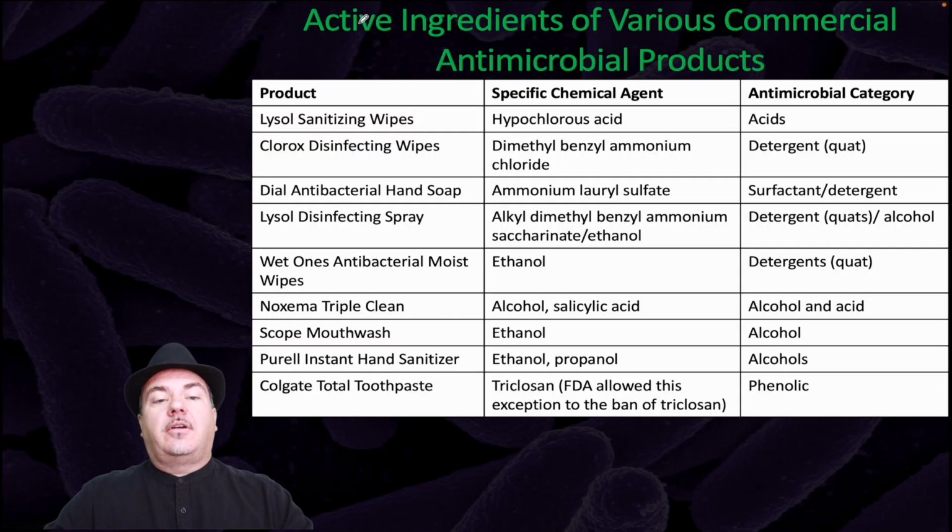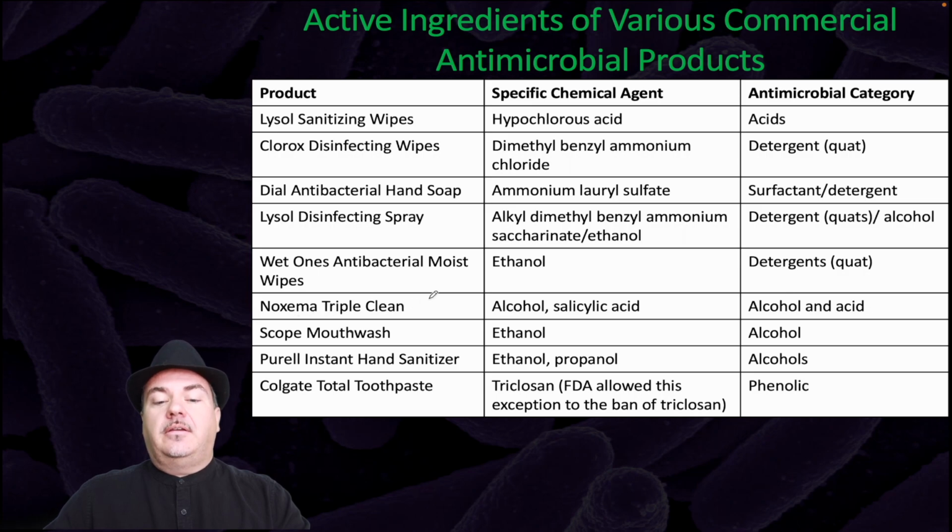Alright, so in conclusion, let's go over some active ingredients of various commercial antimicrobial products. For example, Lysol sanitizing wipes include hypochlorous acid, which is an acid. Clorox disinfecting wipes include dimethyl ammonium chloride, which is a detergent, a quat. Dial antibacterial hand soap includes ammonium lauryl sulfate, which is a surfactant detergent. Lysol disinfecting spray includes a detergent, a quat, and an alcohol. Wet Ones antibacterial moist wipes include ethanol, which is an alcohol.